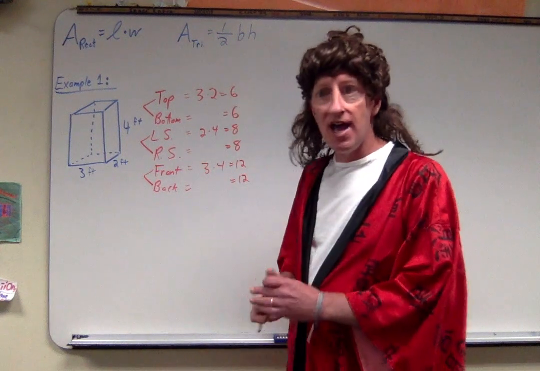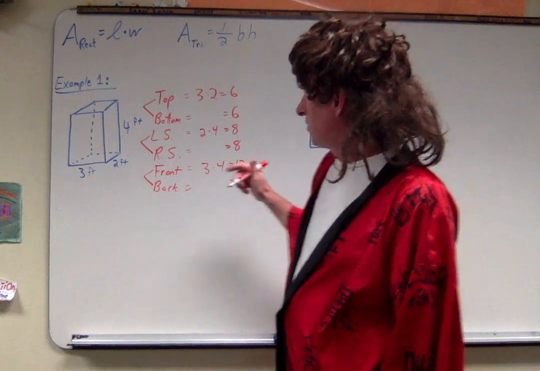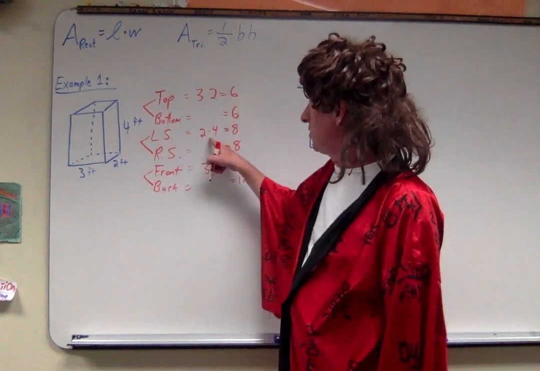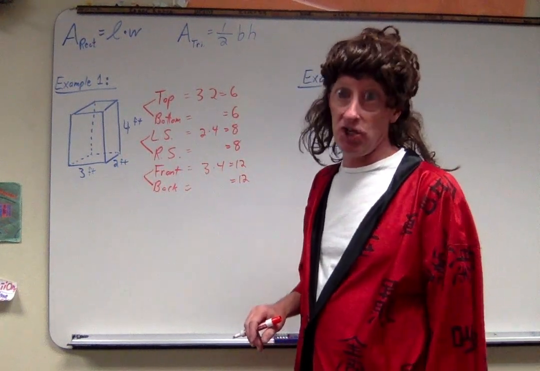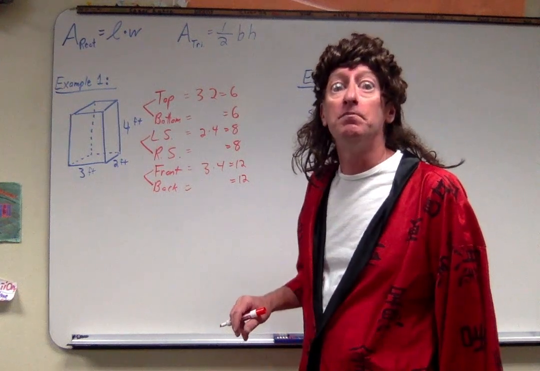A nice little secret about finding surface area, everybody, is to remember that if I have 3 different numbers, I should have 3 different multiplication problems. If you don't, you duplicated something. You made a mistake. Go back and fix it.